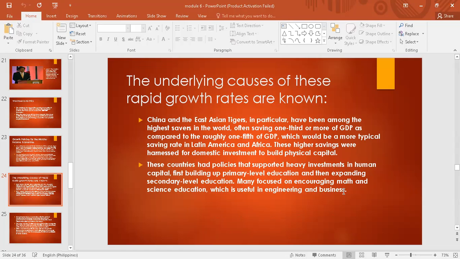What does it mean pag sinabi nating human capital? The young generations, they have invested in education, primary level education, expanding secondary level education, focusing the students to take math subjects, focus on specific courses in terms of math, science, education, which are useful sa engineering and businesses, di ba? This investment in human capital, yung mga magka-college at magiging college graduate natin, they will be useful sa ekonomiya.